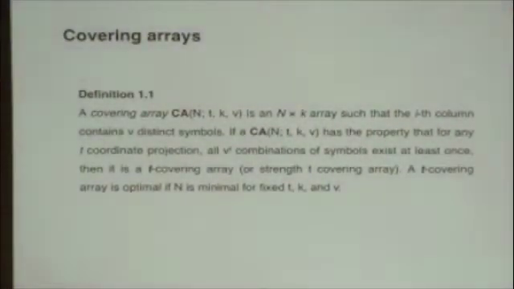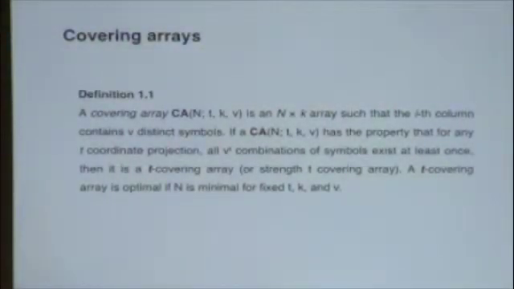And a covering array is nothing but an N by k array. N rows and k columns, right? But it has certain properties, right? And so the properties are these. First thing we have to consider is that if you take the ith column, right, then it has v distinct symbols, right? That's where the v comes from in the specification. Maybe 2 or 3 or 4, whatever, right?